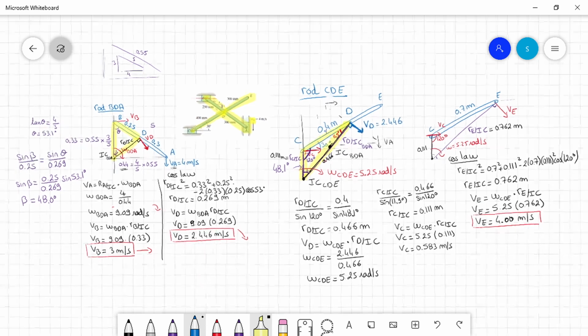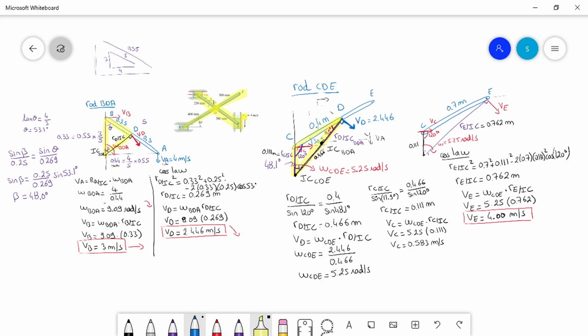So it takes some steps, but I don't think it's more difficult than the vectorial formula with VB equal to VA plus omega cross product RB about A. I think I like the IC too.